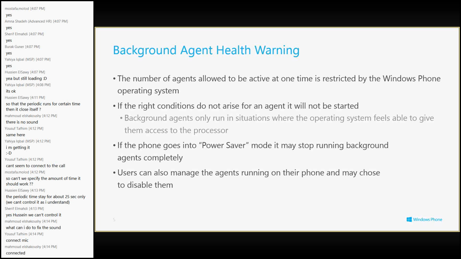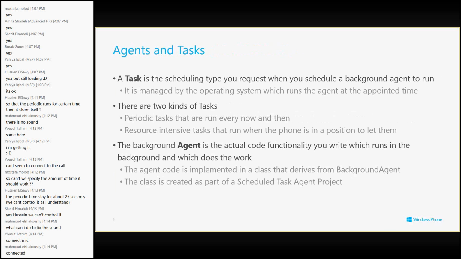Okay, so moving forward, agent and task. A task is the scheduling type you request when you schedule a background agent to run. It's managed by the operating system, which runs the agent at the appointed time. As we mentioned earlier, there are 2 types of tasks: periodic task and resource intensive. And the background agent is the actual code functionality you write, which runs in the background.